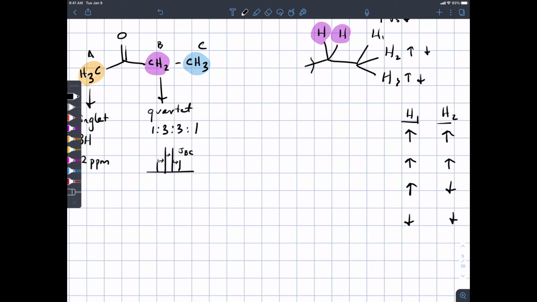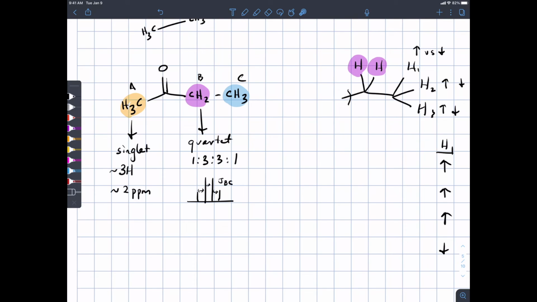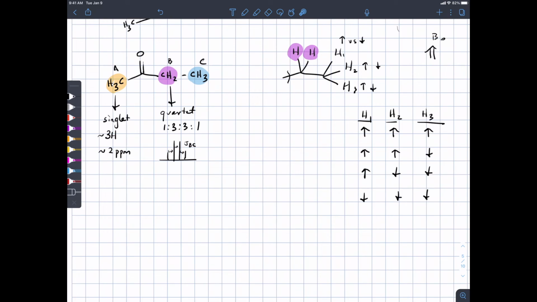Okay, you'd expect a quartet pattern. A 4-line pattern tells you there are 3 identical protons adjacent. Is every 4-line pattern going to look like that? This is the way a 1 to 3 to 3 to 1 quartet looks when you have protons that are adjacent to a methyl group. 2 hydrogens means they're going to be basically double height, indicating that there's 2 of them. So the fact that this would integrate for 2 hydrogens.